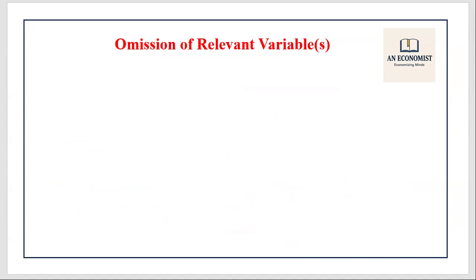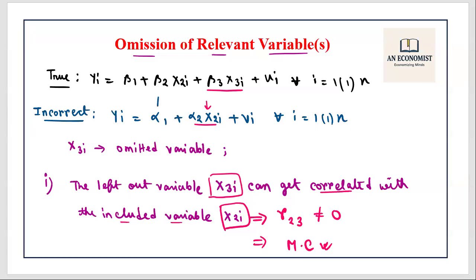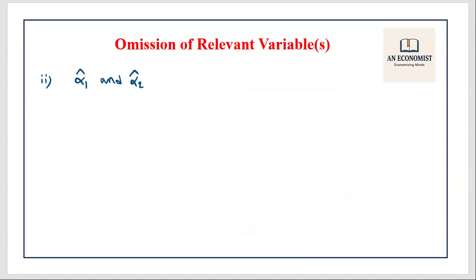Now let's come to the second consequence. The second consequence is alpha 1 cap and alpha 2 cap. These are the estimators of the incorrect model, and they will be biased as well as inconsistent in nature.